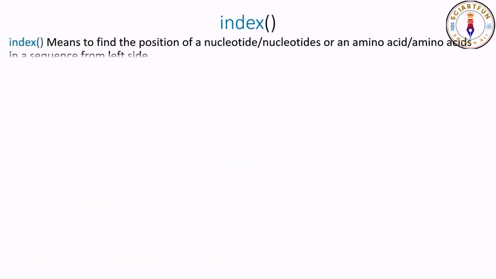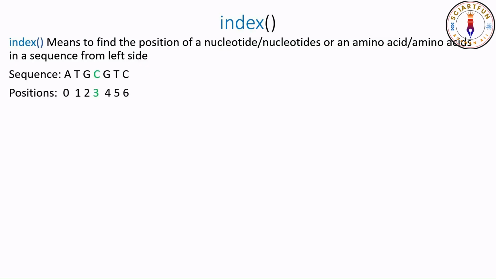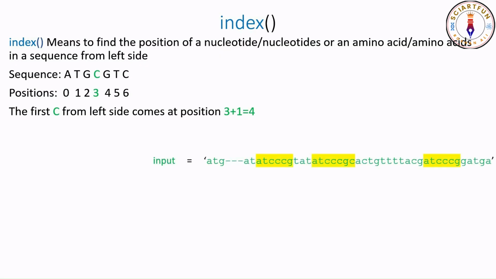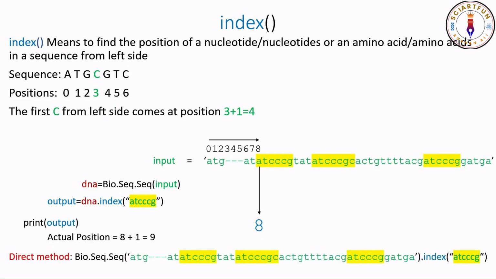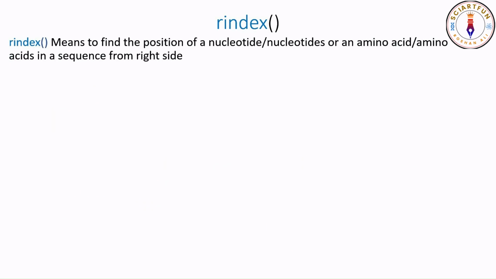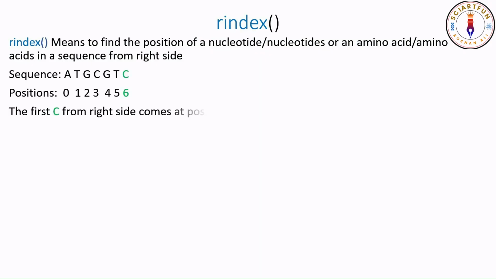The index method works similar to the find method. It finds the position of the first pattern from the left side as explained in this example. Similarly, the output of rindex is identical to the rfind method.